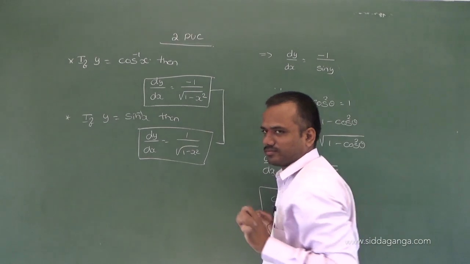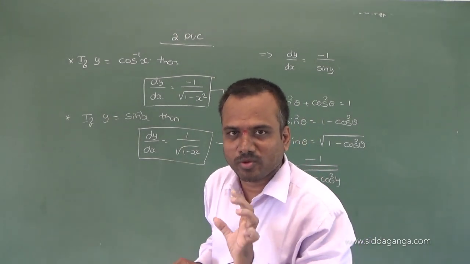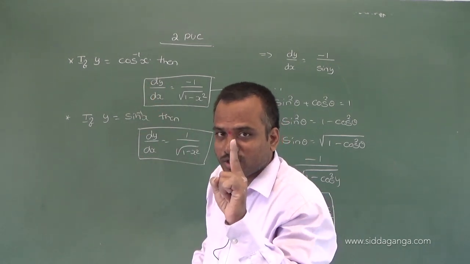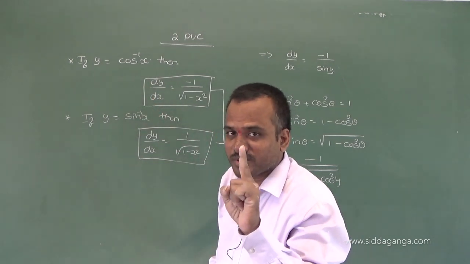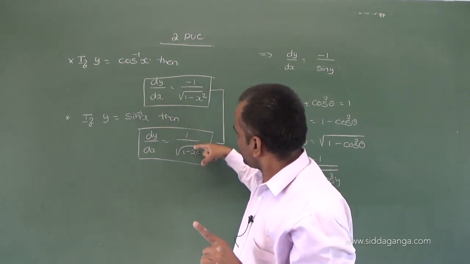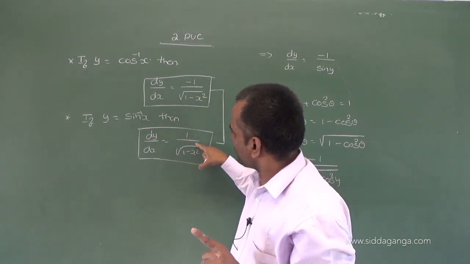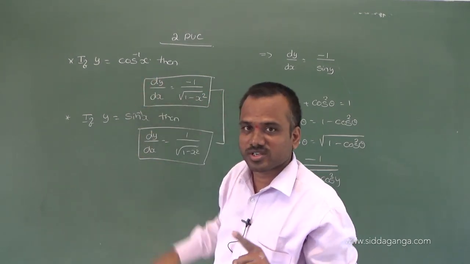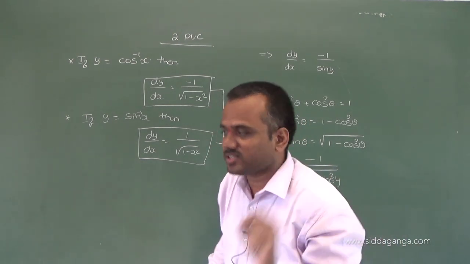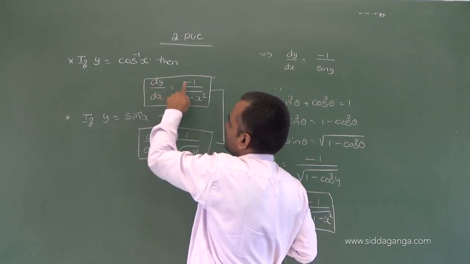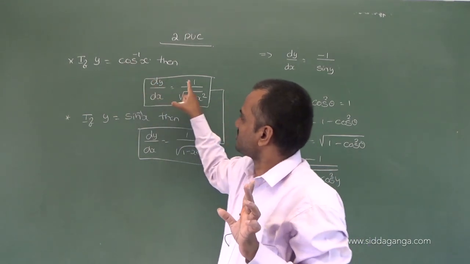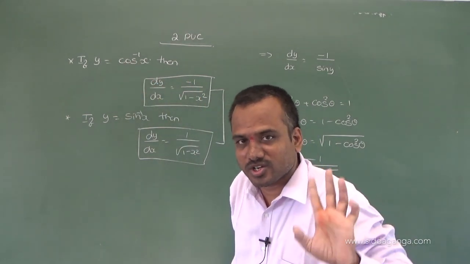The term is the same: 1 by 1 minus x square. Only, if alphabet C is present, there is a minus. Observe here, alphabet C is present, that's why minus. The result is the same, 1 by root of 1 minus x square. For sin inverse x and cos inverse x, the derivative is the same. The only difference is that in cos inverse x it is minus, and in sin inverse x it is plus. If C is present, the derivative is minus. Understand?